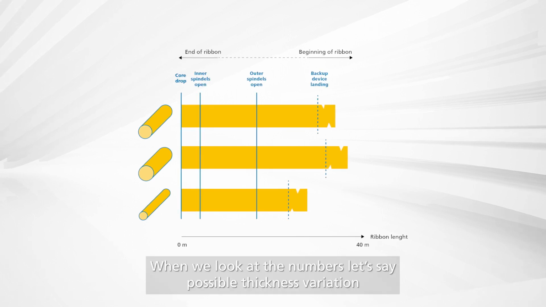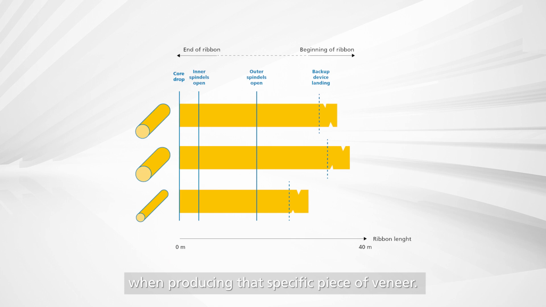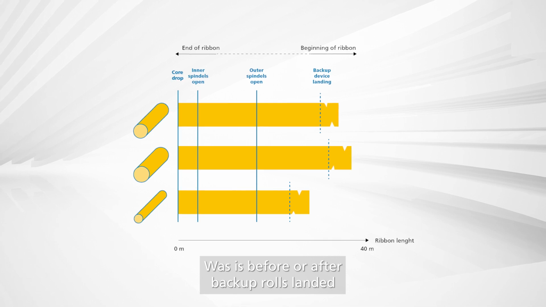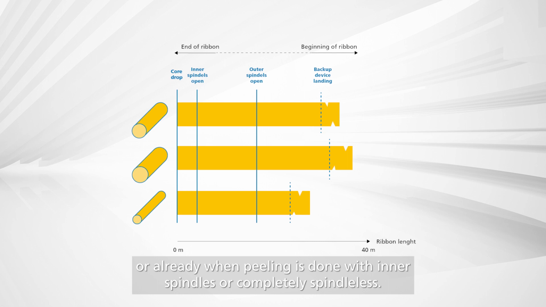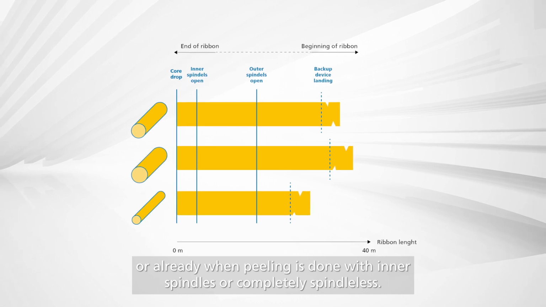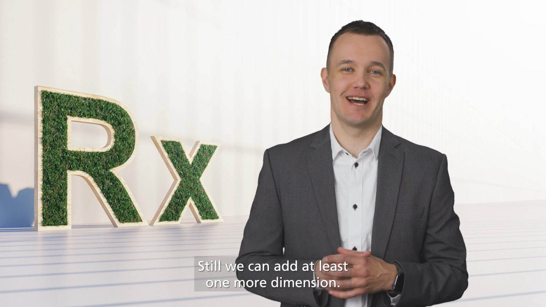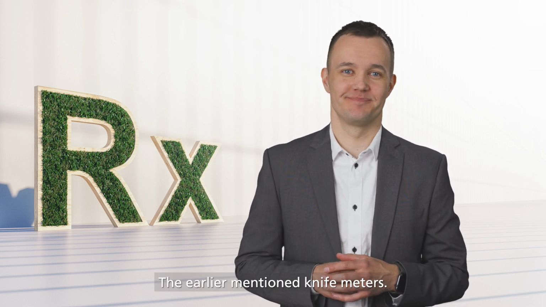When we look at the numbers, let's say possible thickness variation, it helps to understand in what phase the peeling was at when producing that specific piece of veneer. Was it before or after backup rolls landed, or already when peeling is done within the spindles or completely spindle-less? Still, we can add at least one more dimension. The earlier mentioned knife meters.